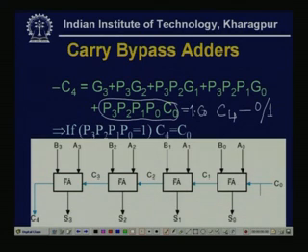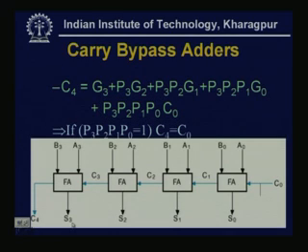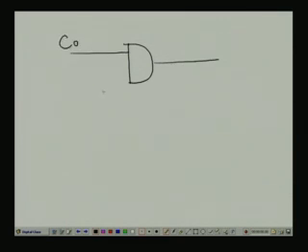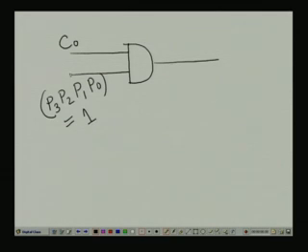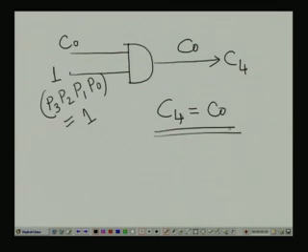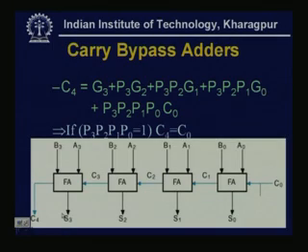That means, as it is an AND function, here we are giving P3, P2, P1, P0 and here it is C0. So, if this is 1, that means 1 is coming here. So, actually I will get C0 itself here. So, this is my C4. So, here C4 equals C0. Okay. So, that means if P3, P2, P1, P0 is 1, C4 is C0.